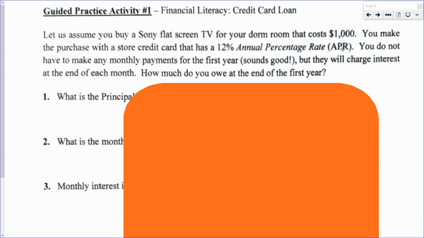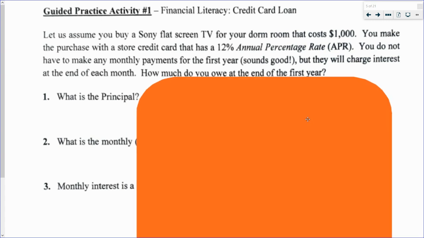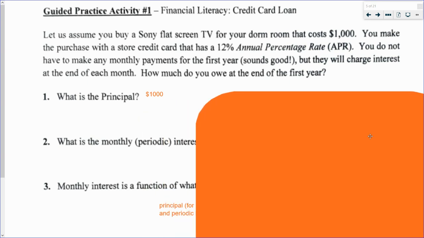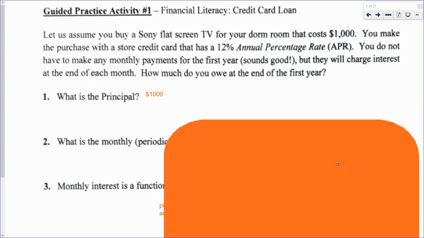So while you're not making any payments, you are still paying for it when you get to the end of the first year. So you're sitting there going, okay, so how much interest is going to accrue that first year that I'm eventually going to have to pay Best Buy? So let's talk about the first question. The first question says, what is the principal? How much are you borrowing? So in your brain, try to answer that. And I'll show you the right answer for that. You're borrowing $1,000.